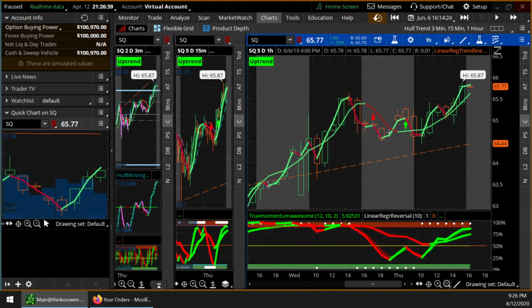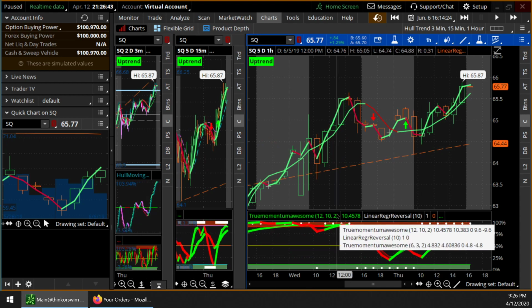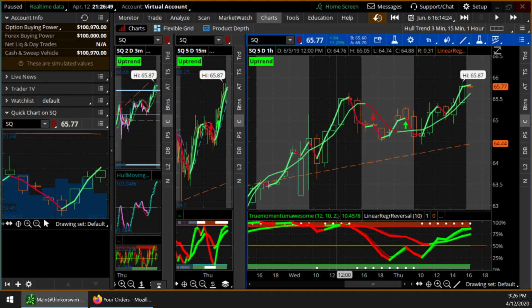You can set this up. I will have this whole setup on a larger scale, a 4 hour, a 1 day, and possibly another chart. I'm not sure yet, but I will have this set up for a larger scale as well to make it easier.